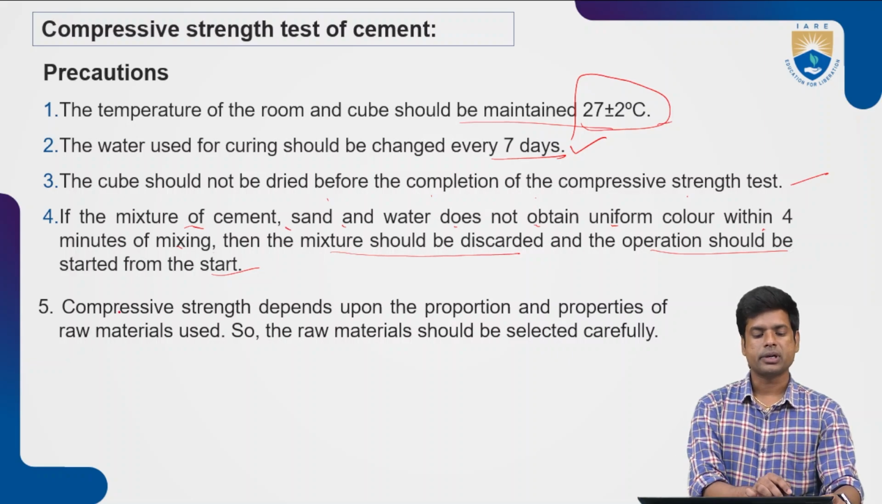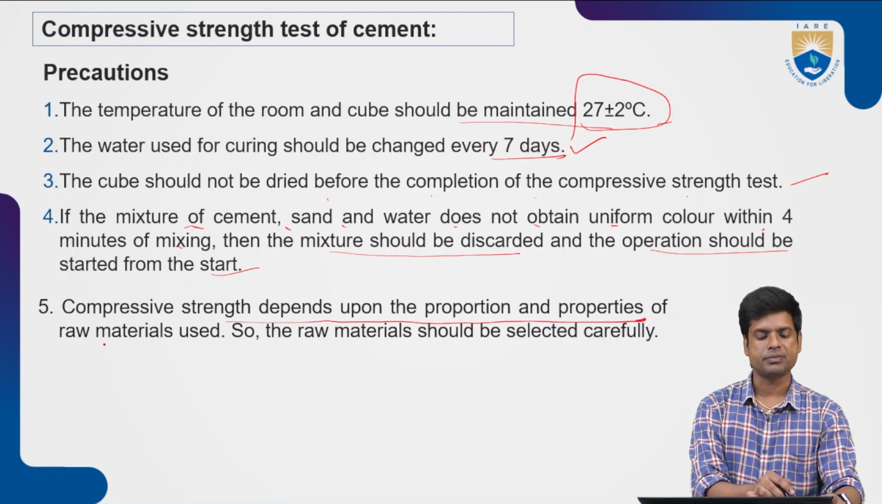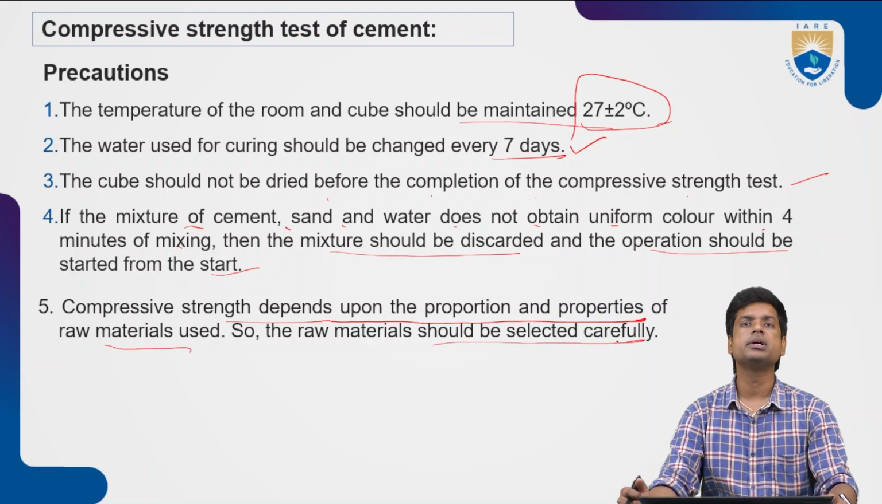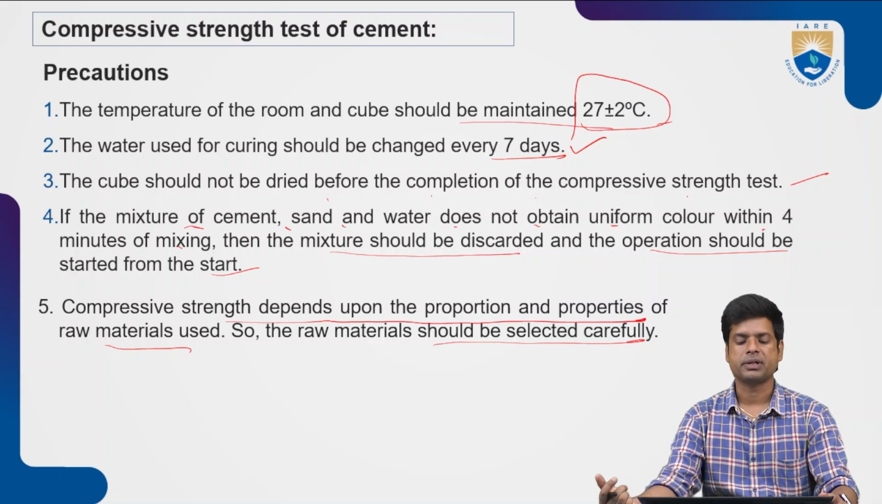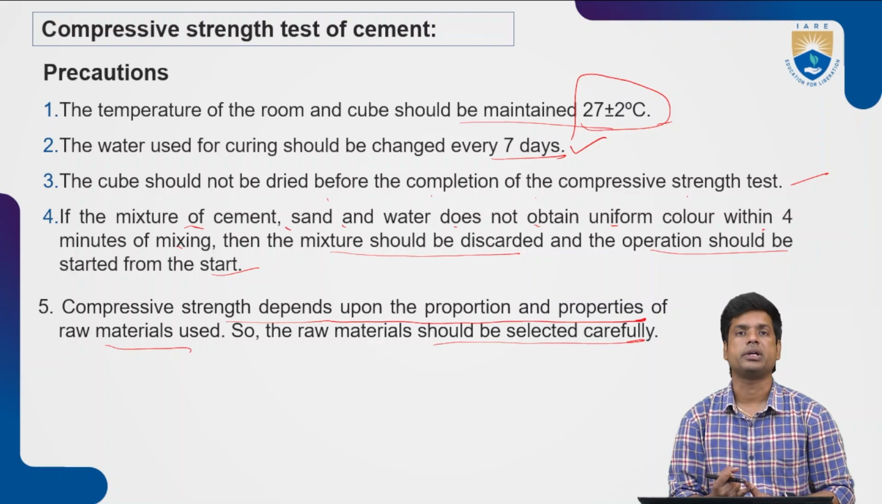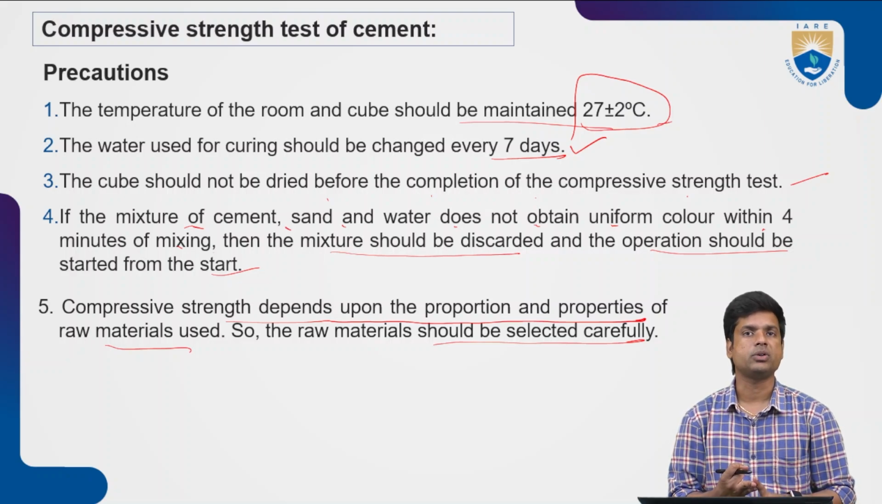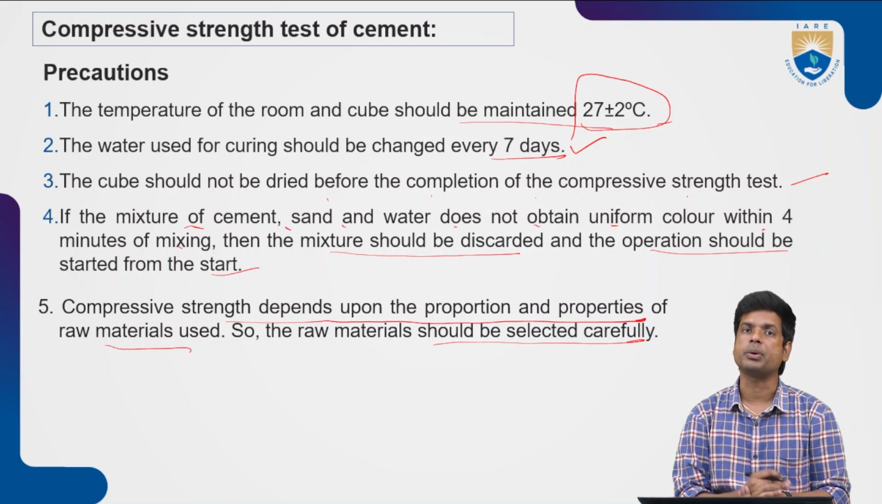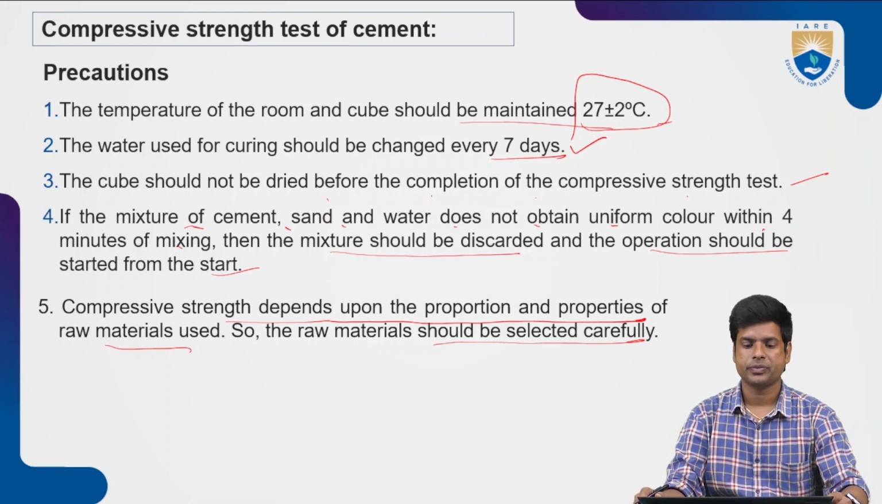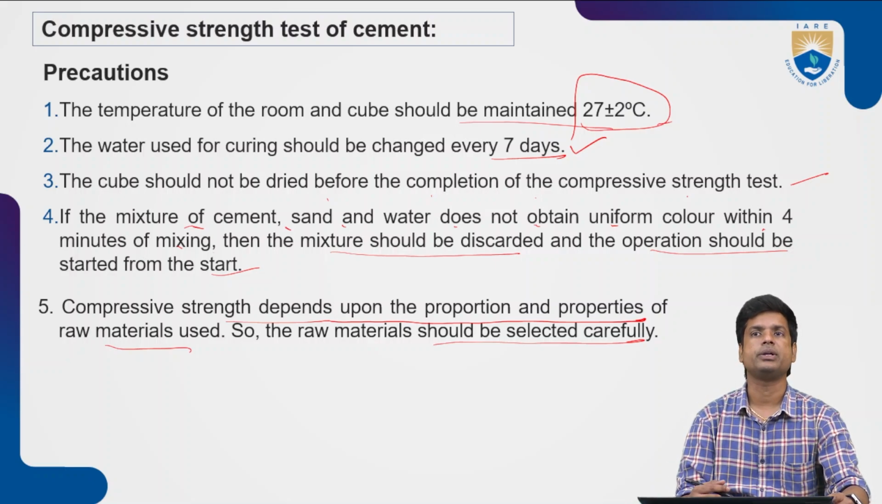And next one, the compressive strength depends upon the proportion and properties of the raw materials used. So the raw materials should be selected carefully. So when you check the compressive strength, one of the major factors affecting it is the properties of the cement and materials and the proportions. How much cement quantity? How much fine aggregate quantity are we going to take? So these proportions as well as the individual material properties also play a major role in the compressive strength of cement. So these are some of the precautions we take while performing the cement compressive strength test.